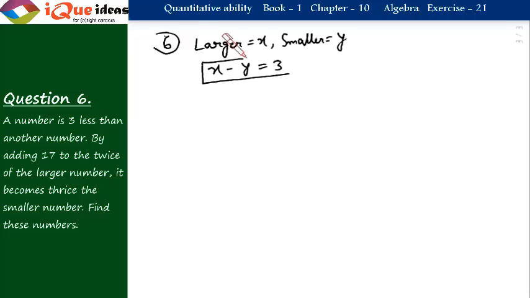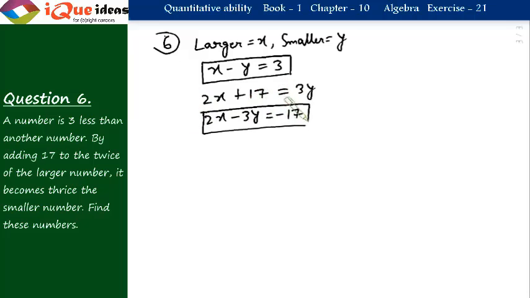Then the question says by adding 17 to the twice of larger number, so 2x plus 17, it becomes thrice the smaller number. So it is equal to 3y. So 2x plus 17 is equal to 3y. So we have 2x minus 3y equal to minus 17. So these are the two equations which we have to solve. Multiply the first equation by 3 and subtract. So if you multiply the first equation by 3, you will get 3x minus 3y equal to 9. The second equation is 2x minus 3y equal to minus 17.